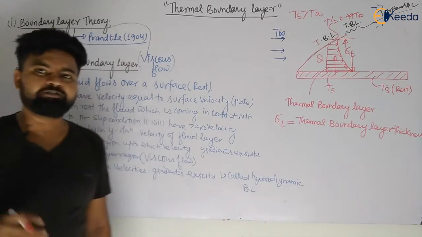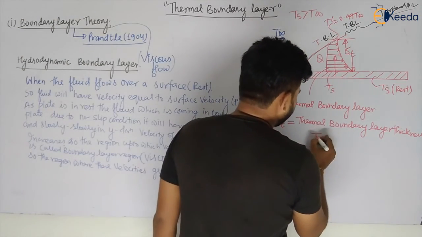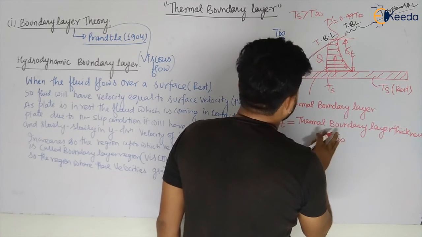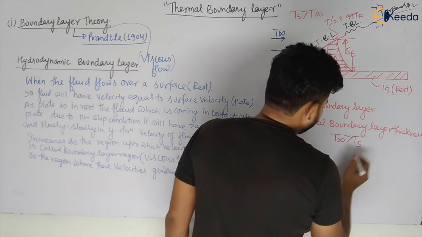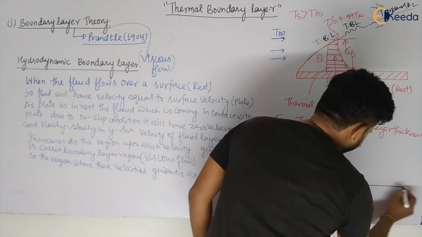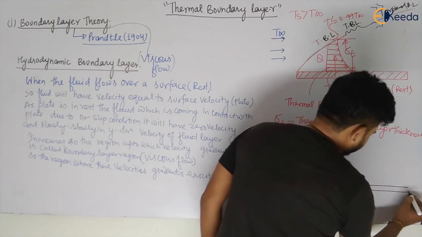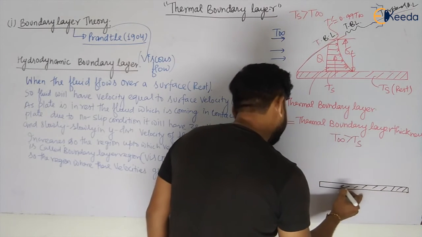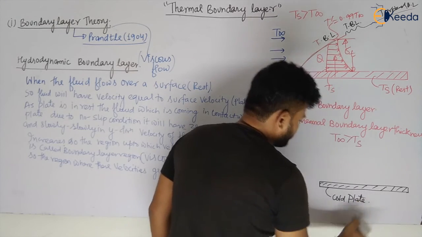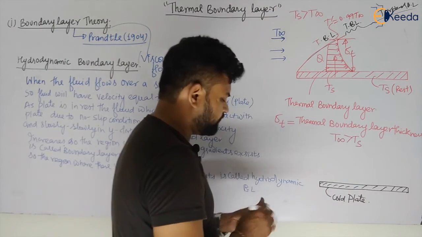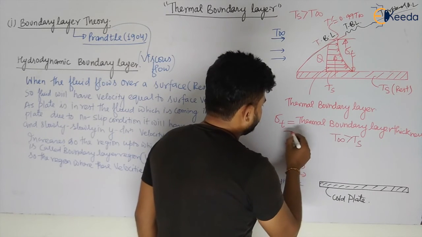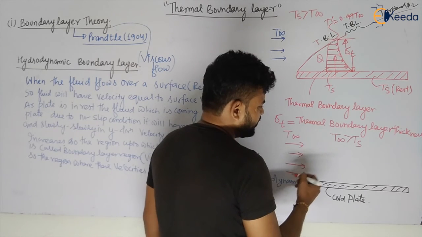So what will happen if I change the condition? Means if the fluid temperature which is coming is greater than the surface temperature of the plate. So let us take the plate to be cold. If I take the plate to be cold, my dear students, what will happen? Let us see. This is your cold plate, and some hot fluid is coming from this direction at T infinite.